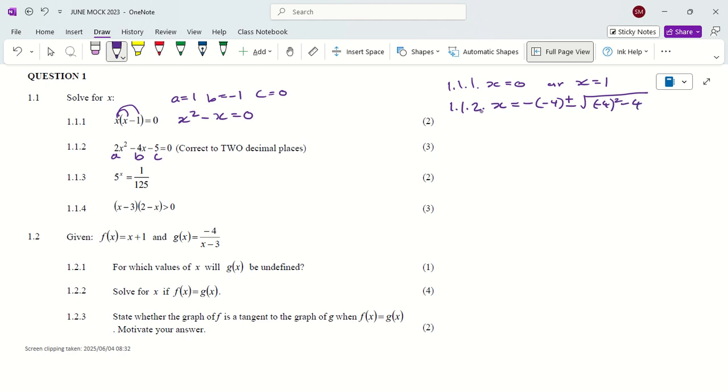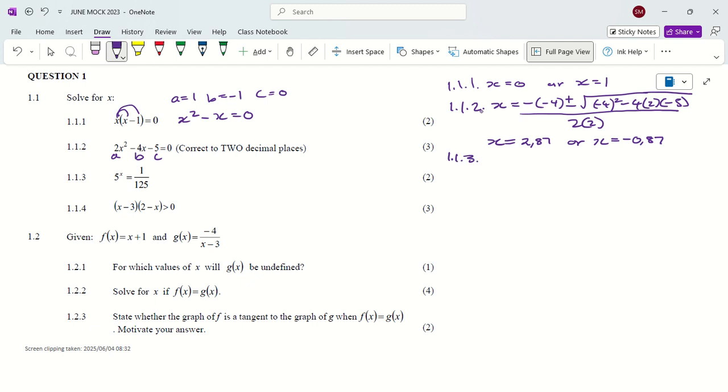4 squared minus 4, and then our a is 2, and then our c is -5, all over 2 times 2. And then we'll substitute it into your calculator. Then x is equal to what? 2.8, or x is equal to -0.87. Very simple.